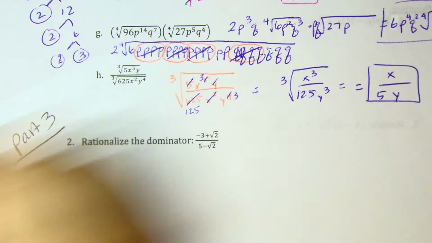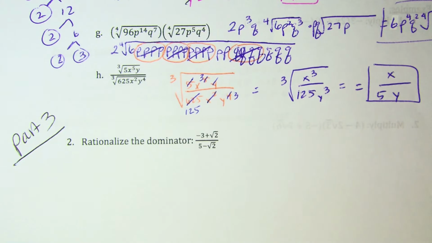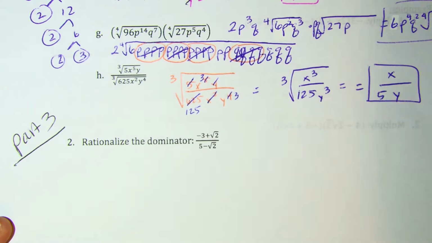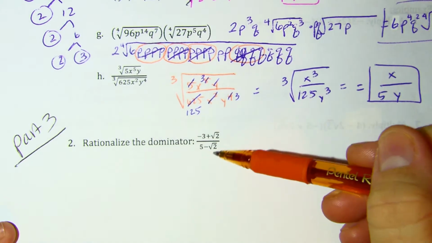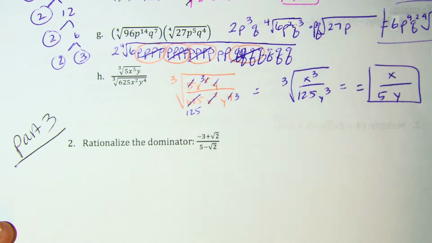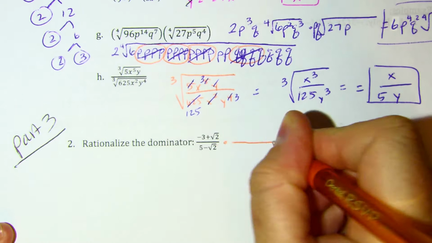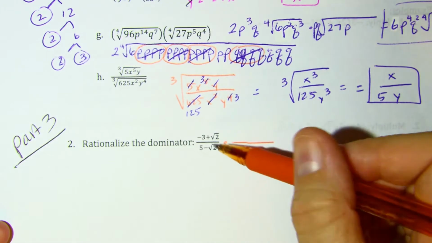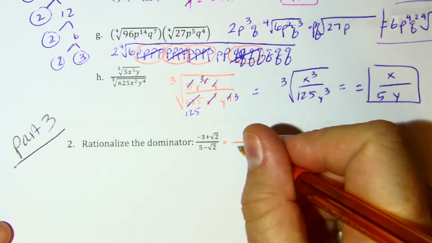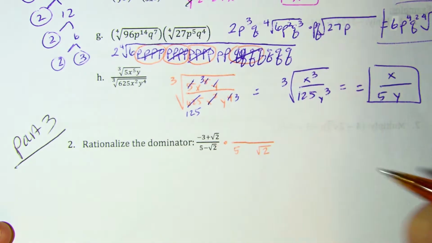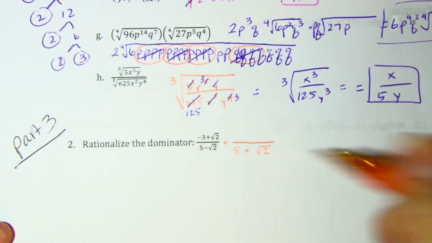All right, this is part 3 of the chapter R material, and we're picking up with rationalizing the denominator. What it means to rationalize the denominator is we want to get rid of any square roots in the denominator. The way we do that is by multiplying by the conjugate of the denominator. The conjugate of the denominator keeps the denominator exactly the same.